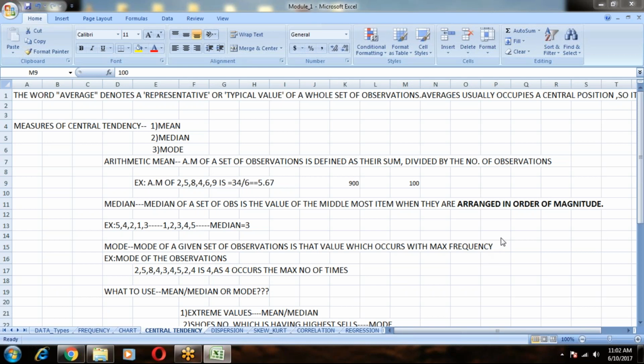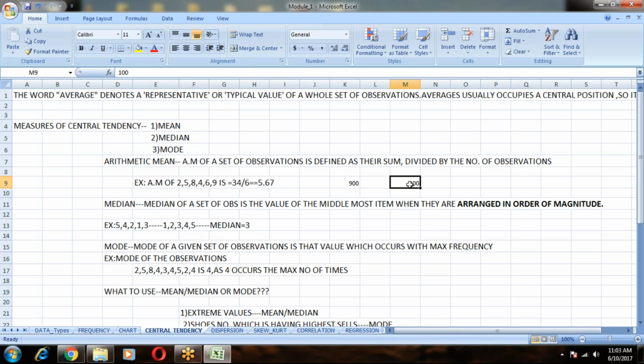Abu, I was just telling you, suppose what you had here. Here you are having 9, right? Here you can see 9. So in place of 9, suppose you are having 900, this 5.67 would get changed. You will get a much higher value, right or wrong?